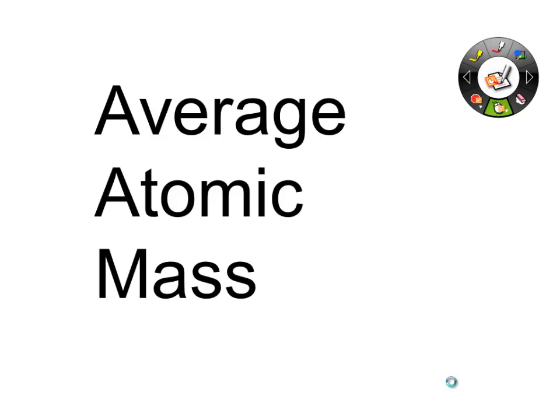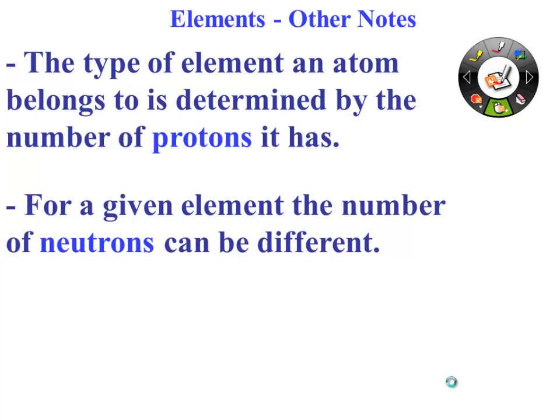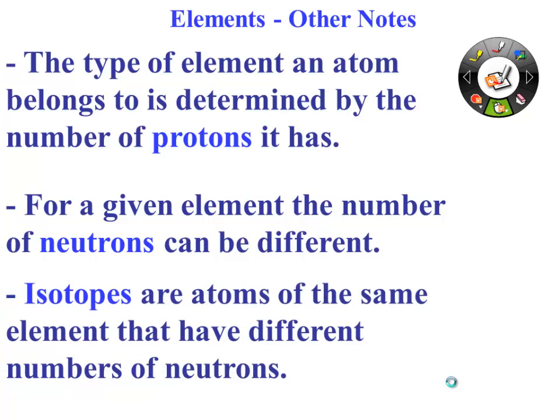Today we're going to learn about average atomic masses and how to calculate them and the percentages. Protons determine the type of element, not the neutrons or electrons. In fact, for a given element, the number of neutrons can be different. We call those isotopes. These are the same element, but they have a different number of neutrons. And because they have a different number of neutrons, they have a different mass.